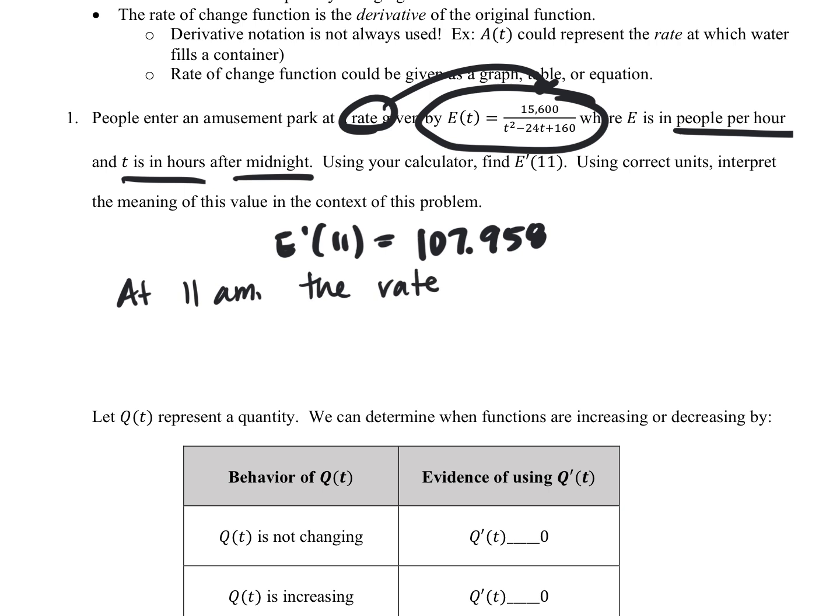And then I'm going to just use the words that they said. People enter the amusement park. People enter an amusement park.